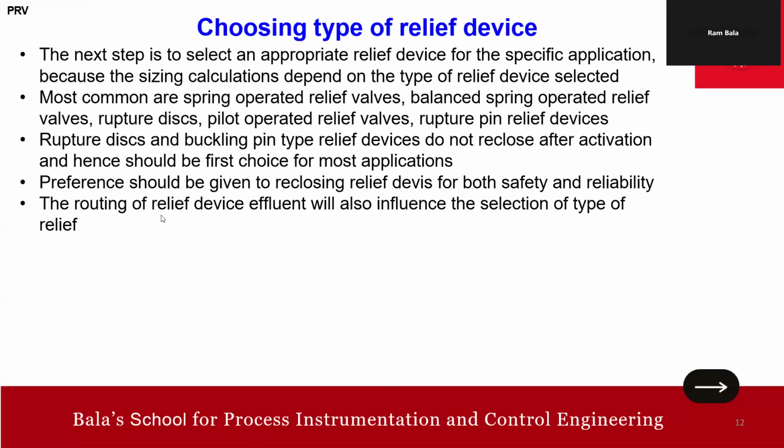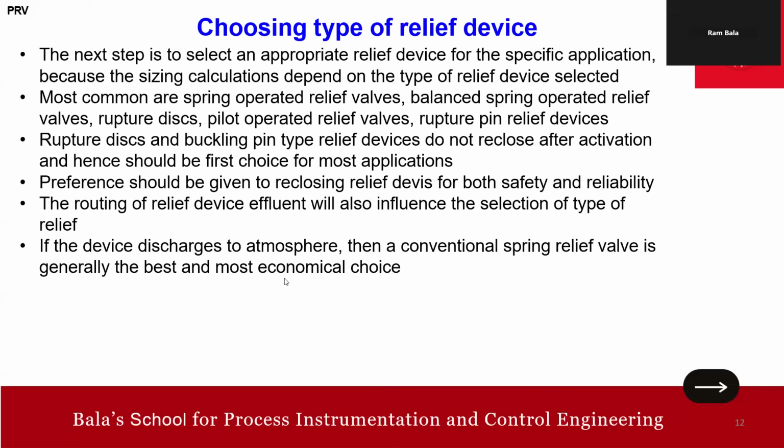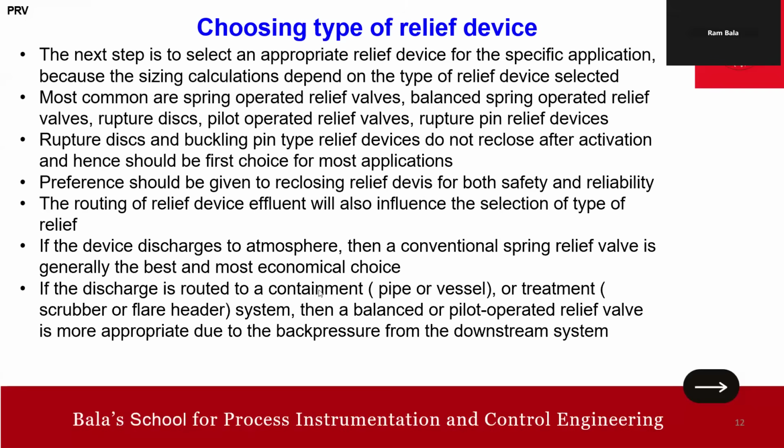But one thing we also need to consider is the routing of relief device effluent, which also influences the selection. For example, if the device discharges to atmosphere, then a conventional spring relief valve is generally the best and, of course, economical. But if the discharge is routed to a containment, for example a pipe or vessel, or a treatment, for example a flare header, then a balanced or pilot operated relief is more appropriate due to the back pressure from the downstream system. You got it right?